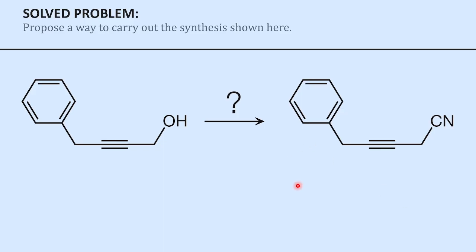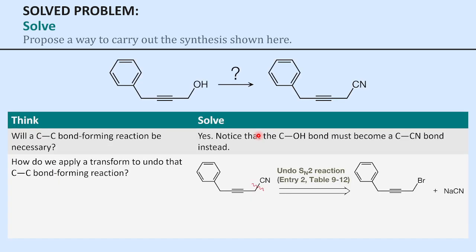Okay, so let's propose a way to carry out the synthesis shown right here. And so here we want to go from an OH, we want to get a nitrile group on there. And how would we go about this synthesis? And so the typically easier way is to go ahead and pause, try it out real quick, and then I'm going to move on to actually solving it.